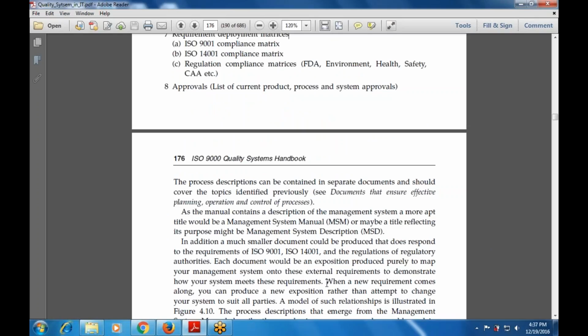The process description can be contained in a separate document and should cover the main topics identified previously. And as a manual contains a description of the management system, a more suitable title than management system manual, that is MSM, might be a title reflecting its purpose, that might be management system description, that is MSD. In addition to this, a much smaller document or portion will be produced that does not respond to the requirements of ISO 9001 and ISO 9000.